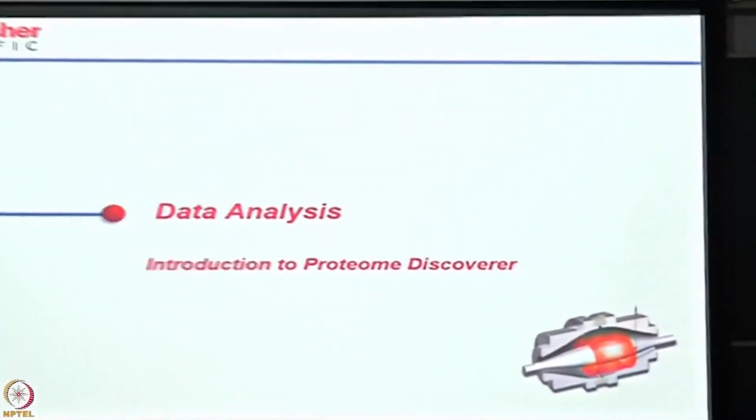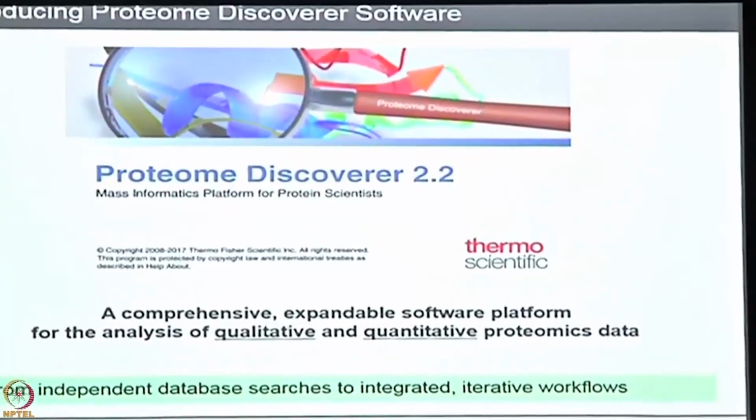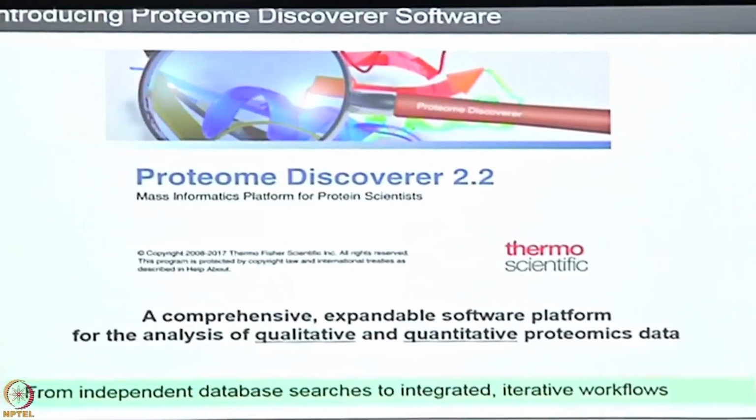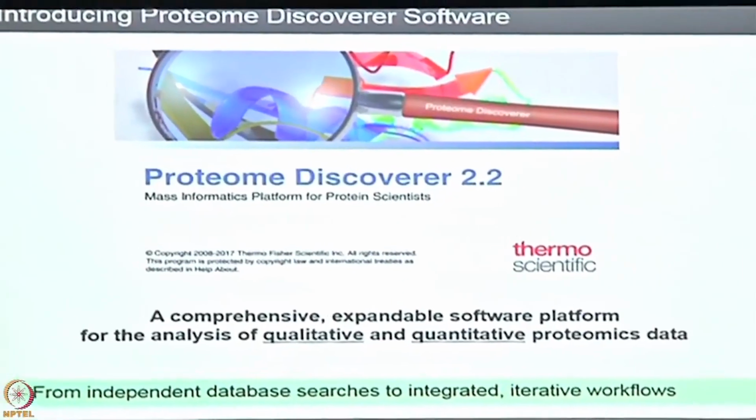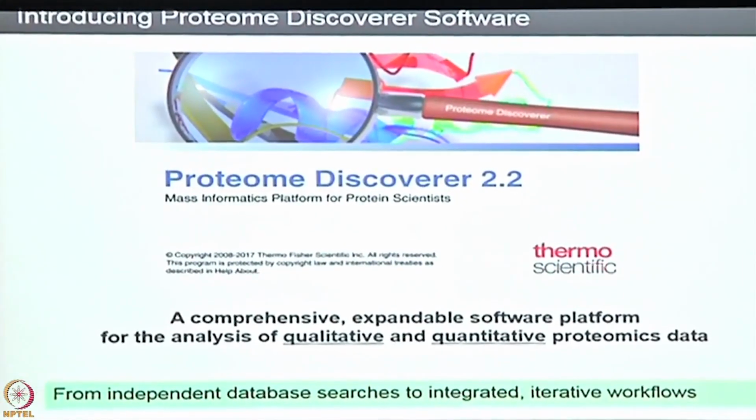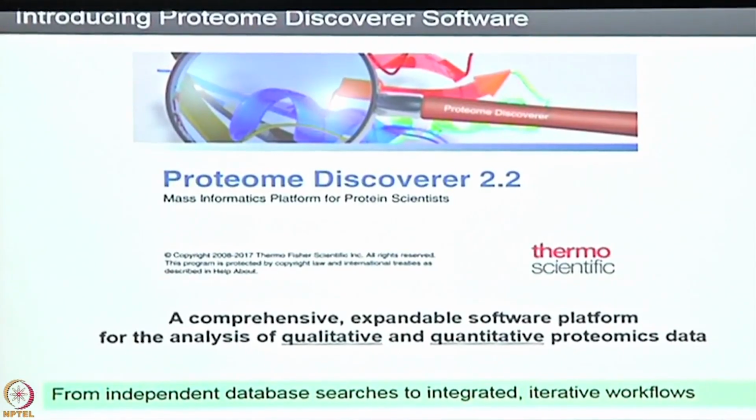Now let us come to the data analysis part. For data analysis, we have Protein Discoverer 2.2. That is a comprehensive and extendable software for qualitative and quantitative analysis. You can identify as well as quantify the proteins. Here the quantification is a relative quantification, not an absolute quantification.